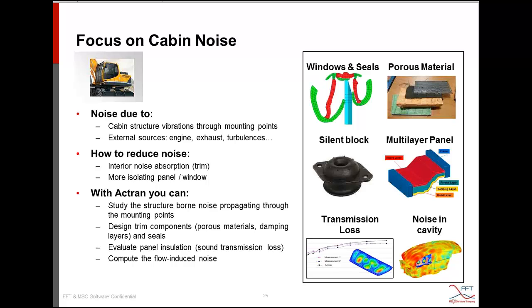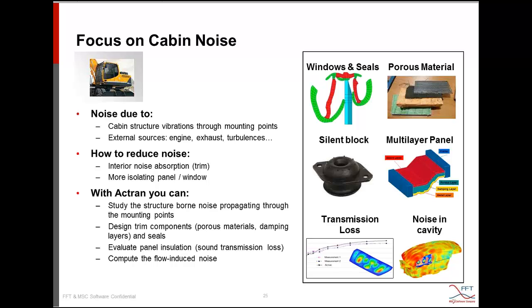These sources can be simulated with Actran. It is the engine, the cooling fan, the intake and the exhaust noise. And it is possible to get the effect inside the cabin. This noise can be reduced by using trim components and more insulating panels and windows. So let's see now some examples a bit later.